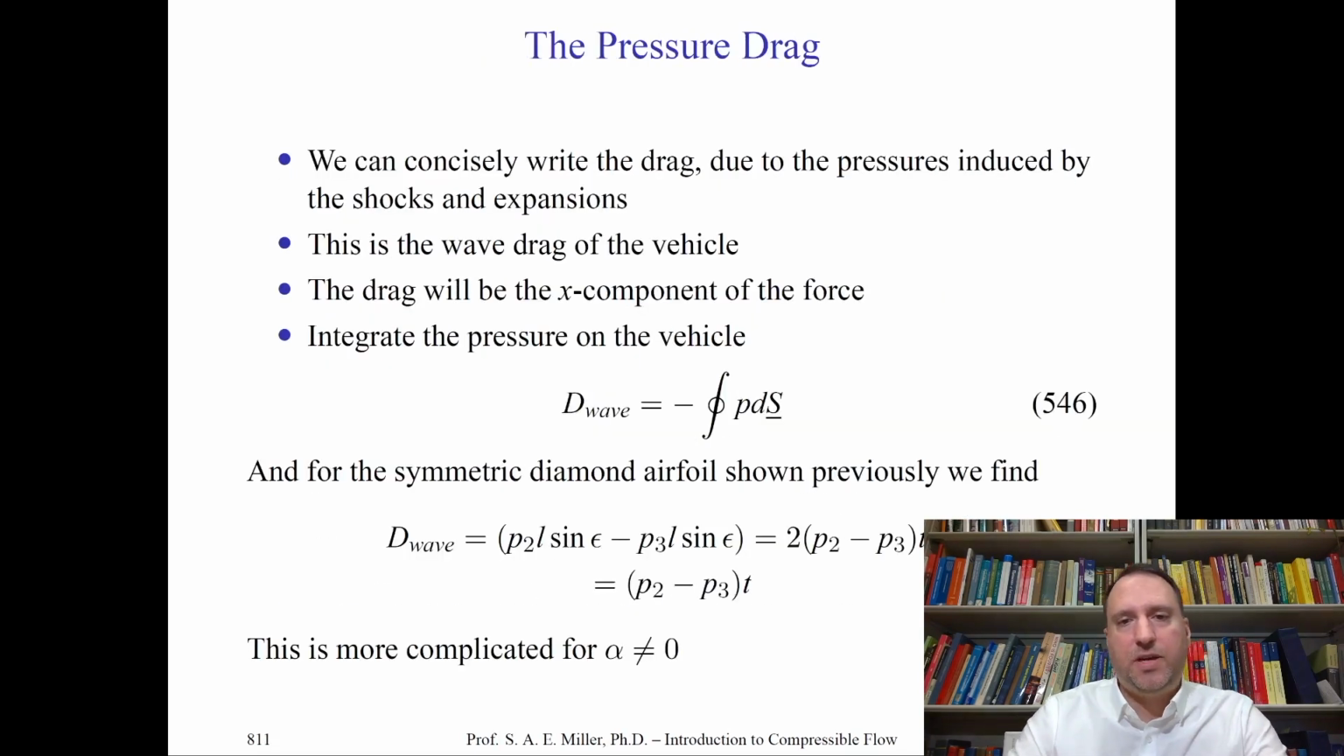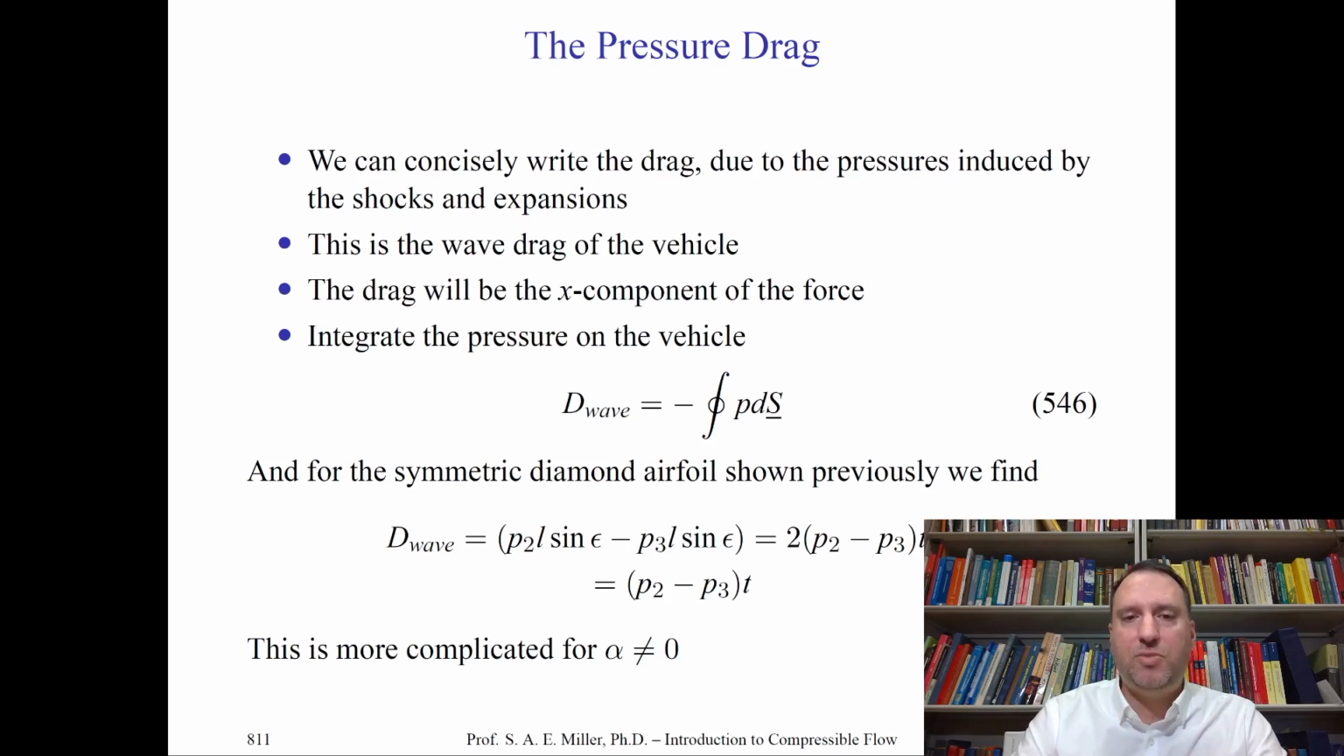Now, once we've done that, you can see that 2 over 2 cancels, and we're left with an approximation of the wave drag as P2 minus P3 times the thickness. So as the thickness goes to 0, the drag will go to 0, as the airfoil becomes thin, and the pressure from the shock minus the pressure from the expansion is proportional to the drag.